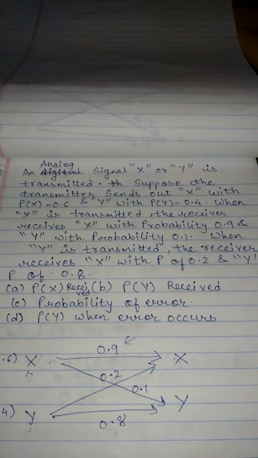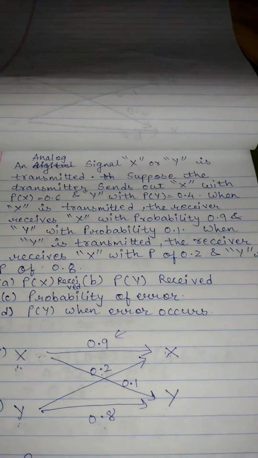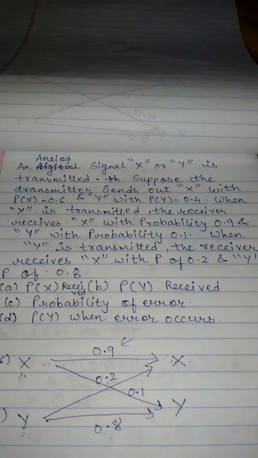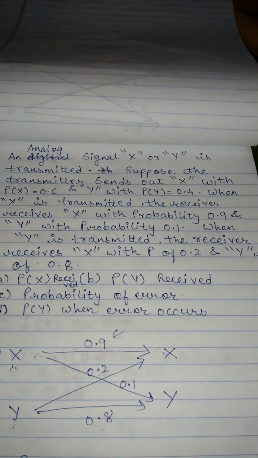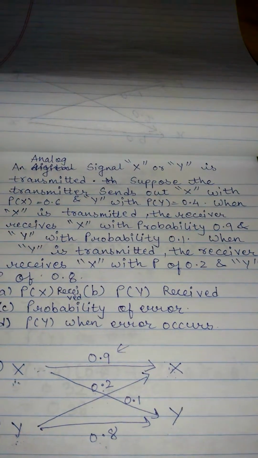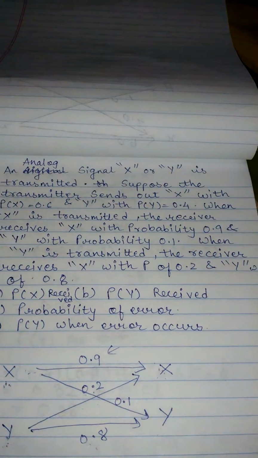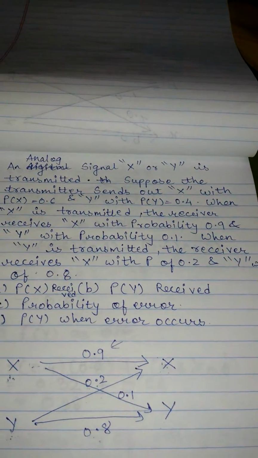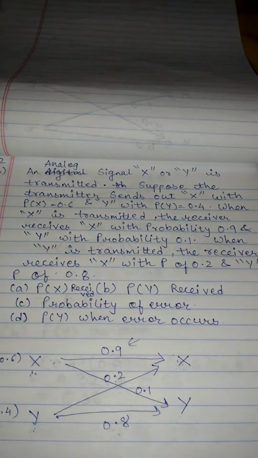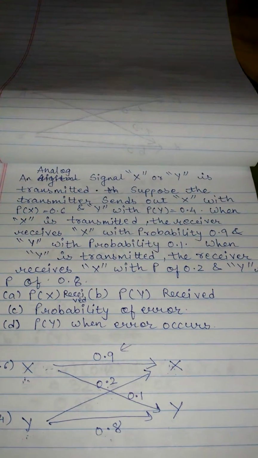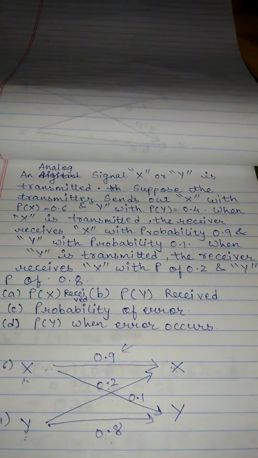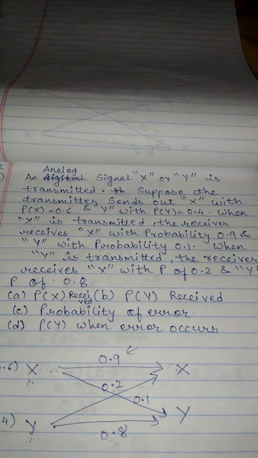Today I'm going to explain a sum from homework 2. The sum says that when an analog signal is transmitted, there can be two inputs, X or Y. Suppose the probability of getting an X as an input is 0.6 and the probability of getting a Y as input is 0.4. Now when X is transmitted, the probability that the same X is received is 0.9, and when Y is transmitted, the probability of getting the same Y as output is 0.8.